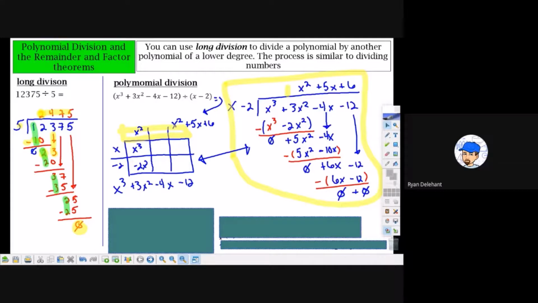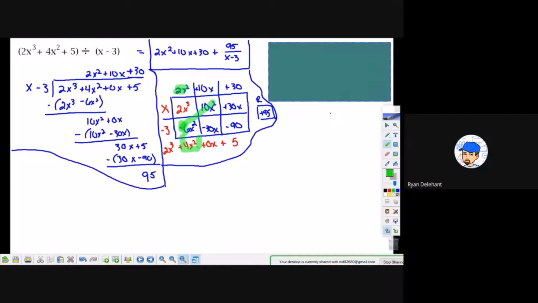And the way that we test roots to see if they work is we do this division. And what we're hunting for is these remainders down here that are 0. If we get a remainder of 0, that means that something is a factor. And we can see that with the numbers. 5 was a factor of 12,375 because it had no remainder. Is x minus 3 a factor of the other one? No, because we had a remainder.